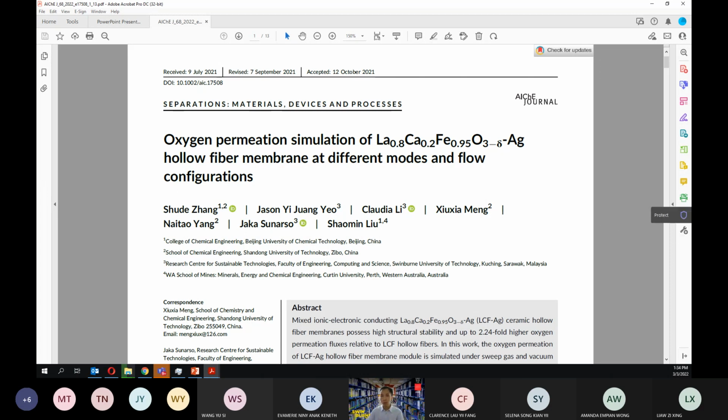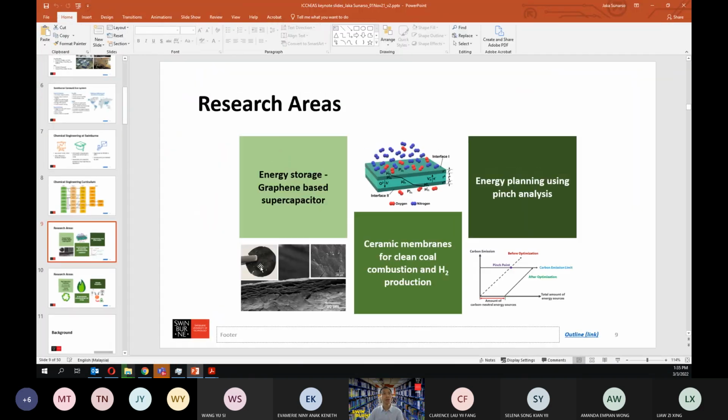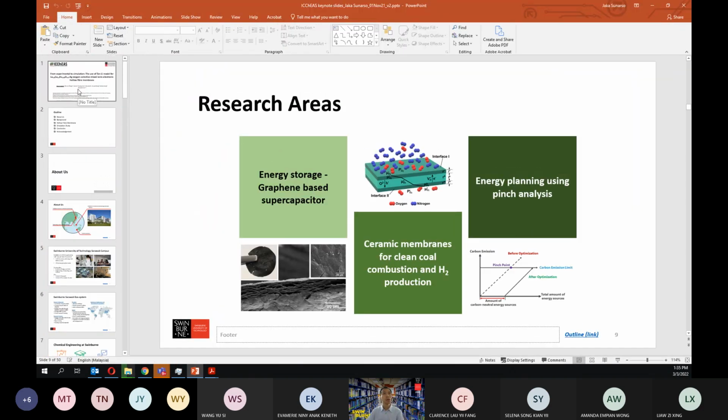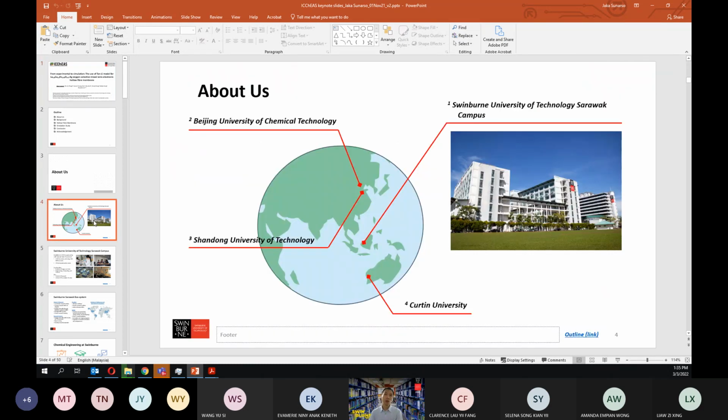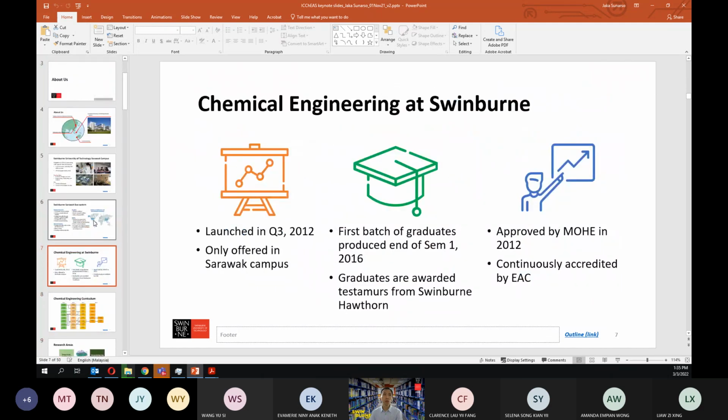So now I go with the slides. These are the slides that I presented when I gave a keynote for a conference not long ago. Okay, so in here it's all about going from experimental to simulation, the use of the Tunley model for this type of membrane. It's the so-called LCF, silver oxygen selective mixed ionic electronic conducting hollow fiber membrane. I will not go through everything because I think you already know about this on our campus.